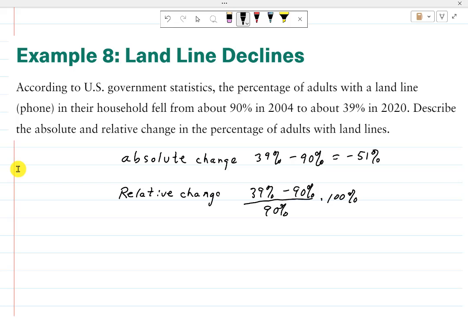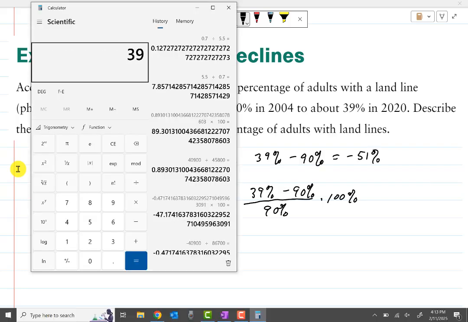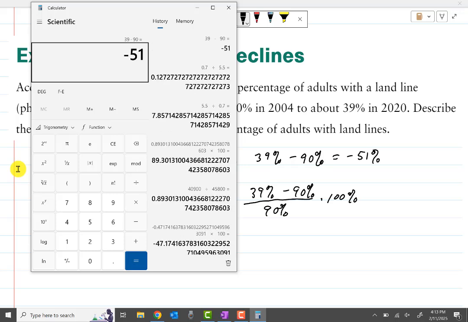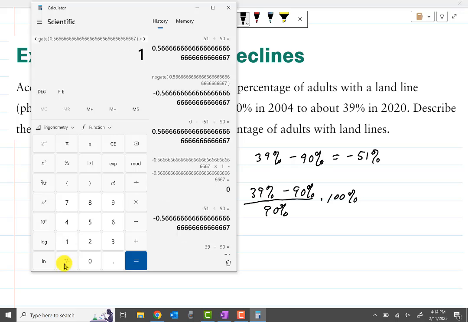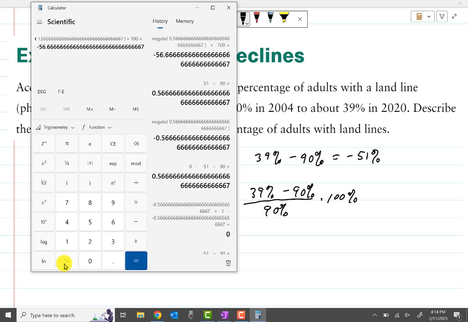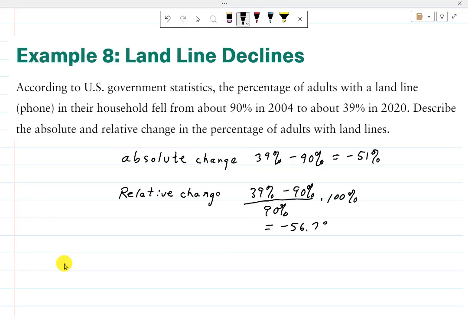We go ahead and pull out the calculator for this. If you're doing it on your calculator, make sure you hit enter before you do a division. Now I'll divide that by 90. And then I'll multiply by 100%. Looks like negative 56.7% roughly. So landline usage has fallen almost 57% in the last 16 years.